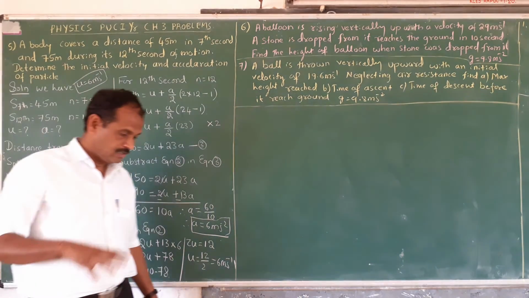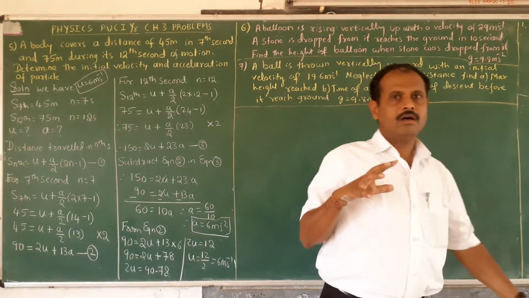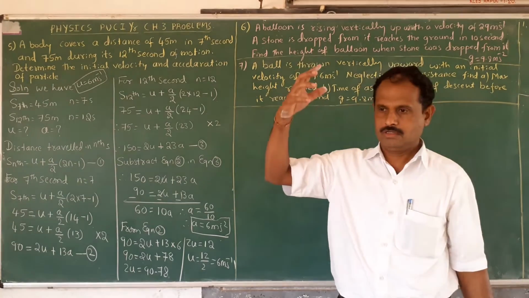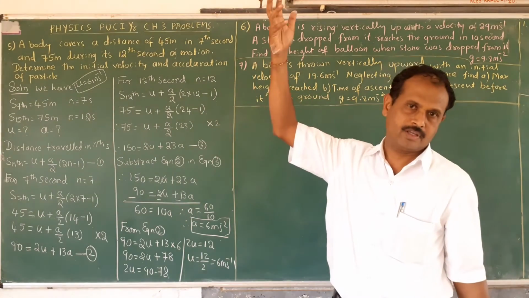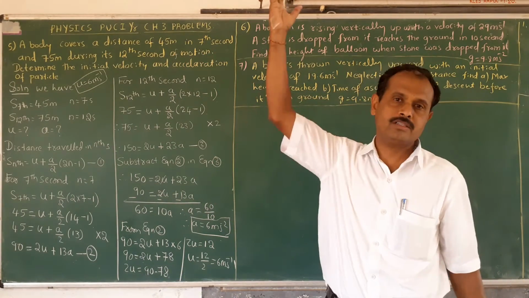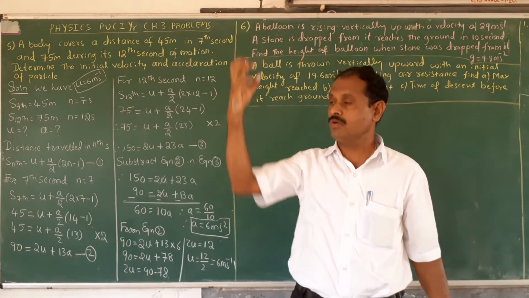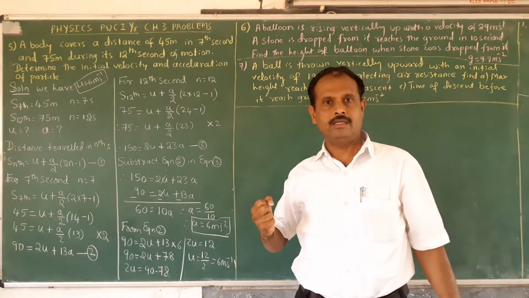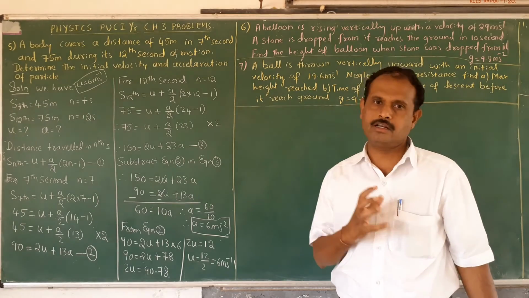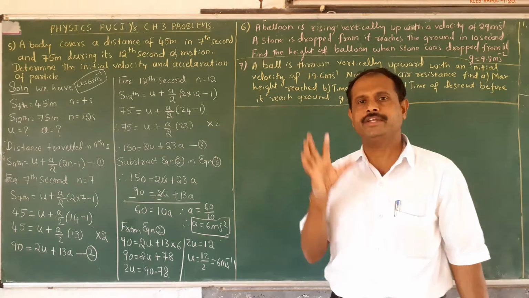Now see, when a particle moves due to the effect of gravity, either when it is moved upwards against the gravity or when it is moved downwards by the gravity, anyway, that acceleration due to gravity should be negative.